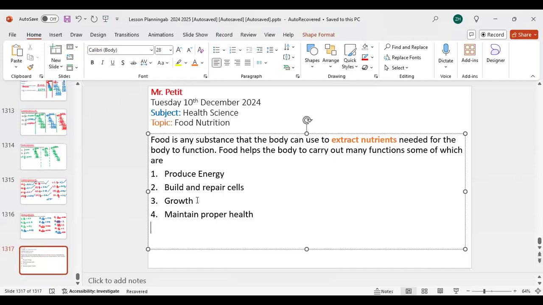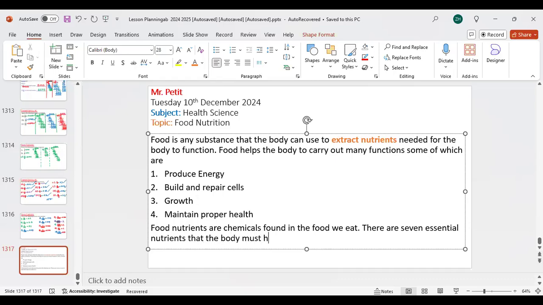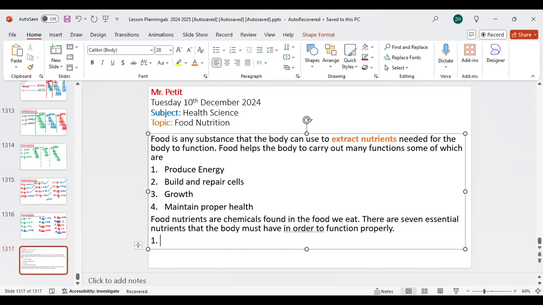So food nutrients are chemicals found in the food we eat. There are 7 essential nutrients that the body must have in order to function properly. What are they? Number 1, carbohydrates.